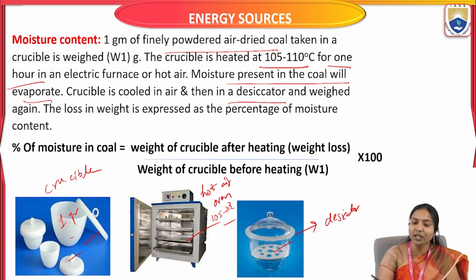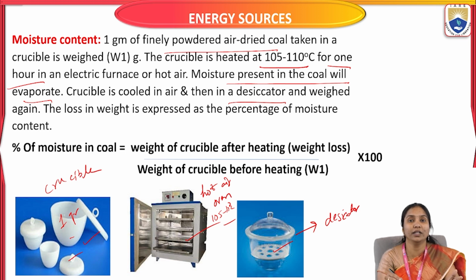After that, if moisture is present in this coal sample, it will evaporate during the heating process. Then the crucible is cooled in air, then in the desiccator, and weighed again. What we observe is that the coal sample weight decreases. The loss in weight is expressed as the percentage of moisture present in the coal sample.